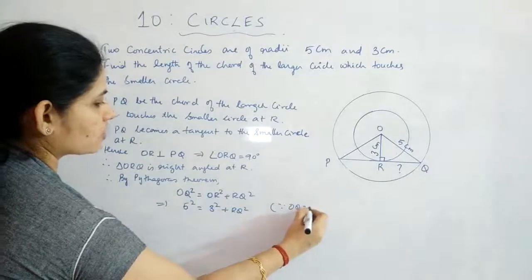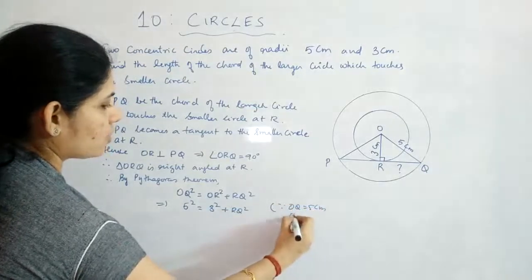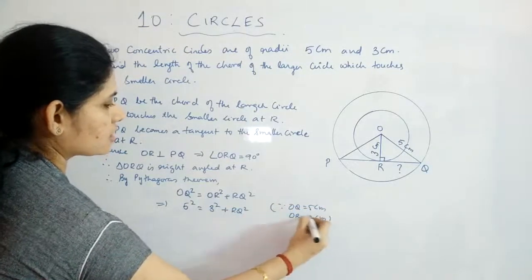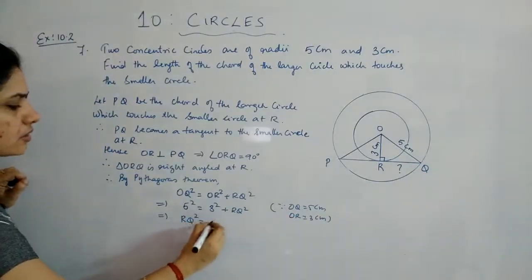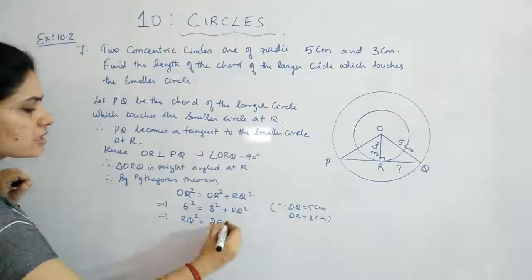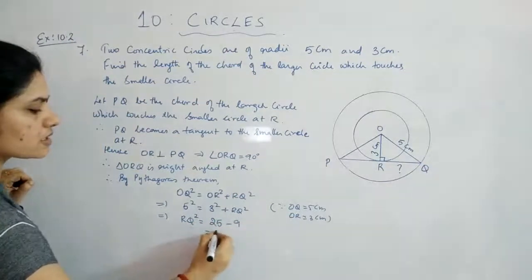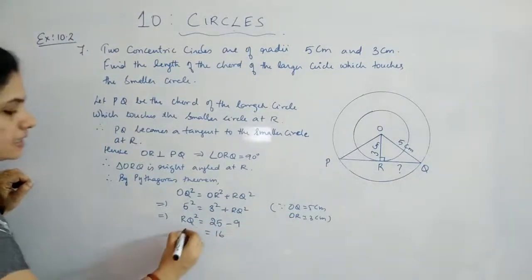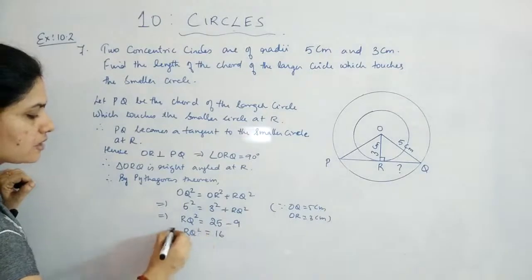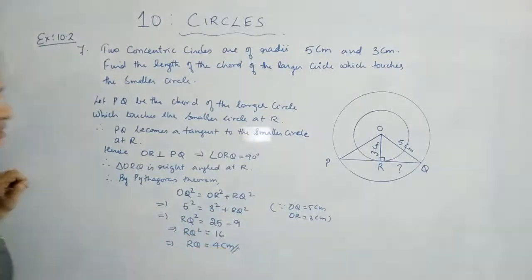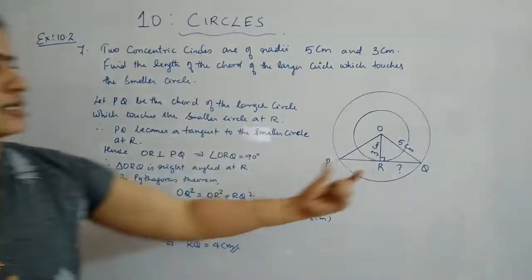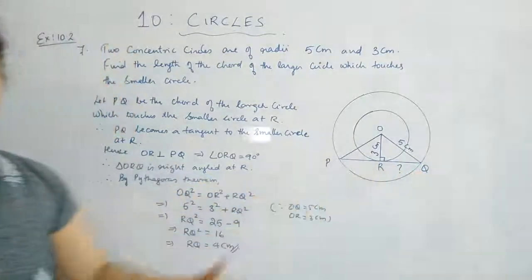Since OQ is equal to 5 centimeter and OR is equal to 3 centimeter, given. Now from this you will get RQ squared is equal to 5 squared minus 3 squared, that is 25 minus 9, which is equal to 16. That is RQ squared is 16. Hence you can say RQ is 4 centimeters. Now we have got only this length. Now we have to get what is PR also.